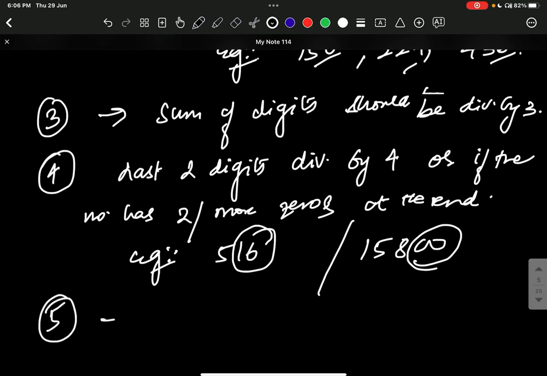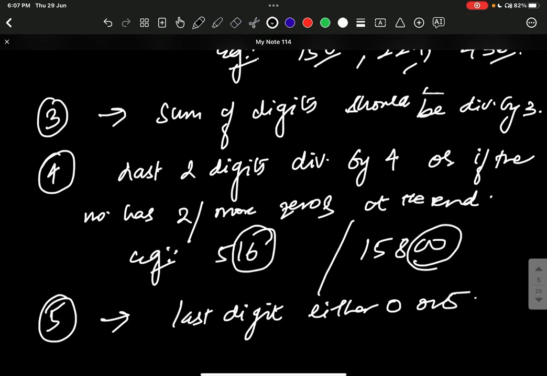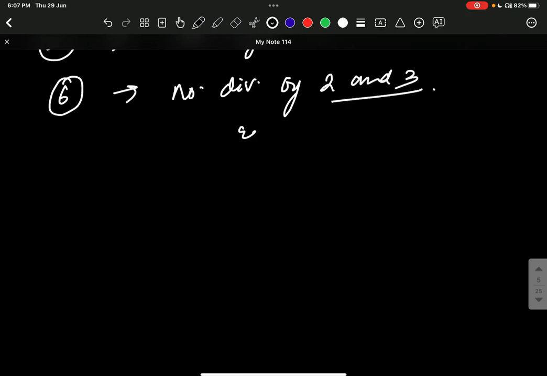Then divisibility by 5. Here the last digit should be either 0 or 5. Then for the number 6, the number should be divisible by 2 and 3. Take an example, 114. So 114 is divisible by 2 and also by 3. How do you know? Because the last digit is 4, that means it is divisible by 2, and 4 plus 1 plus 1 is 6, and 6 is also divisible by 3. So definitely the given number is divisible by 6.